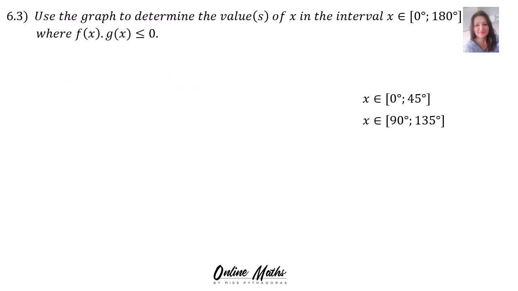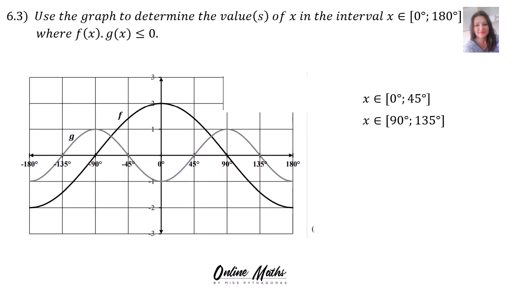Number 3 says use the graph to determine the value or values of x in the interval 0 up to 180 where f of x times g of x is smaller or equal to 0. Now there's your graph. Now let's go back here. What does this mean? Smaller than 0 means negative.